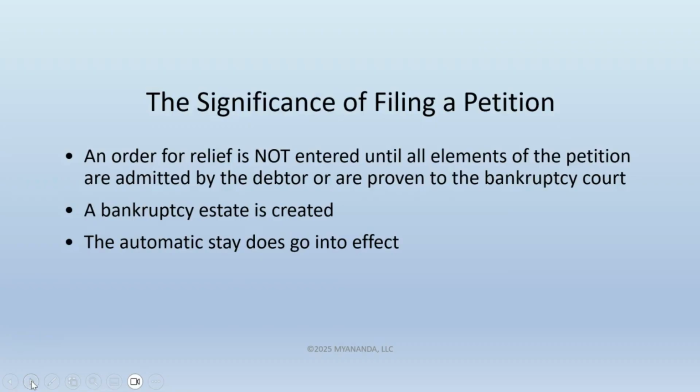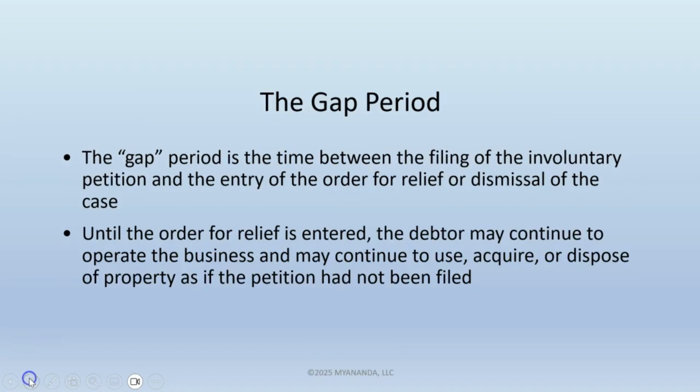So the significance is that an order for relief doesn't come about. The automatic stay goes into effect, but there's no order for relief until all the elements of the petition are admitted by the debtor or approved in the bankruptcy court, but an estate is created. The gap period is the time between the filing of the involuntary petition and the entry of the order for relief or dismissal of the case.